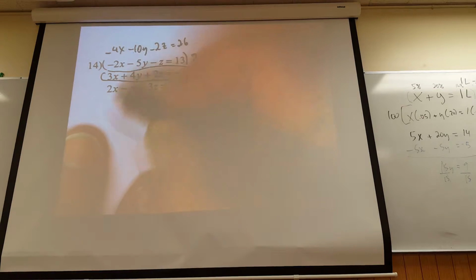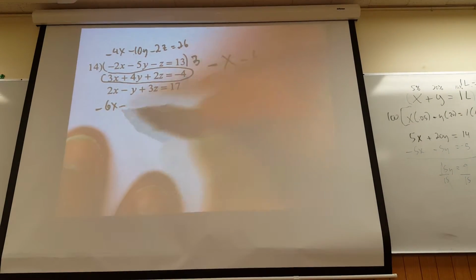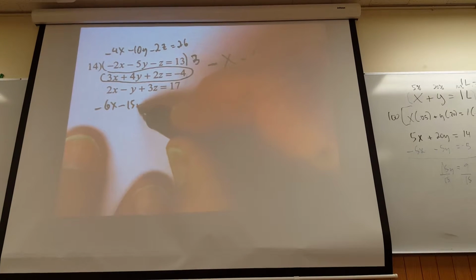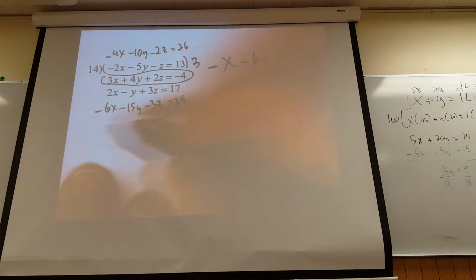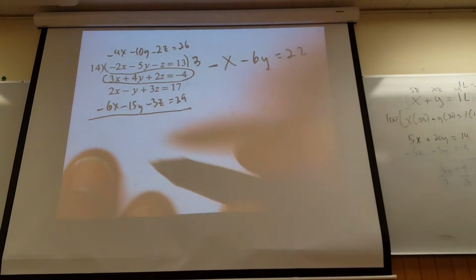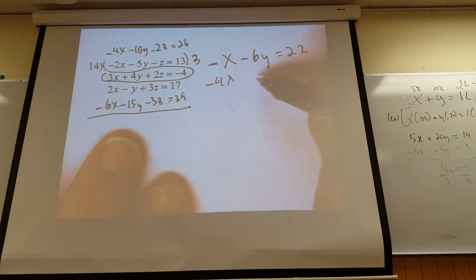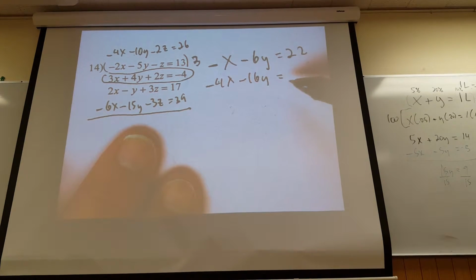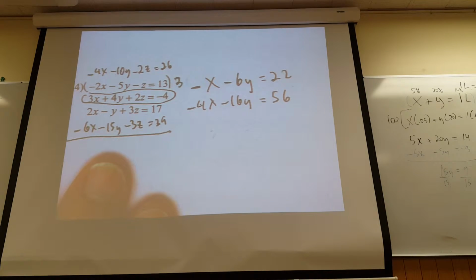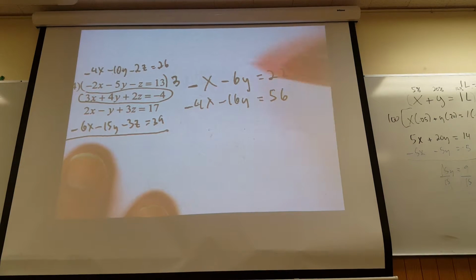3 times negative 2 is negative 6x. Then it's minus 15y minus 3z equals 39. So that would be negative 4x minus 16y equals 56. Okay, so now it's into a 2 by 2. See that?